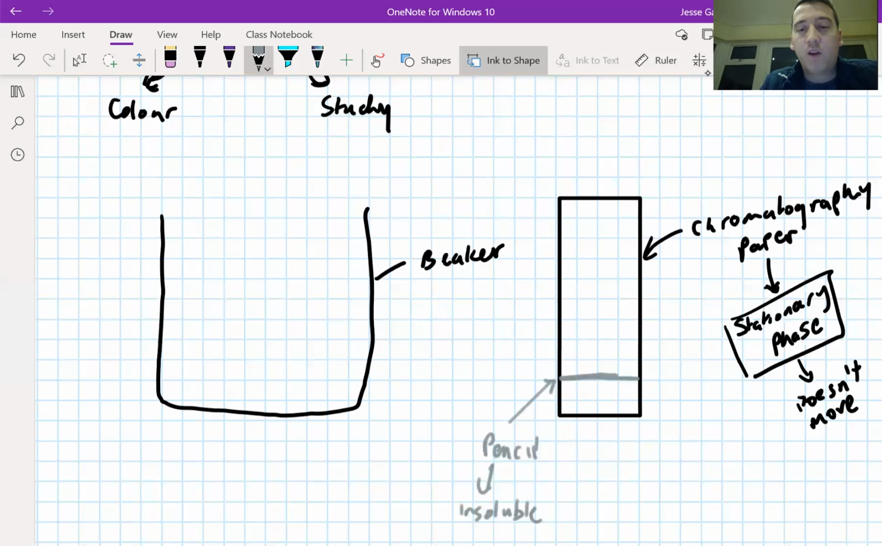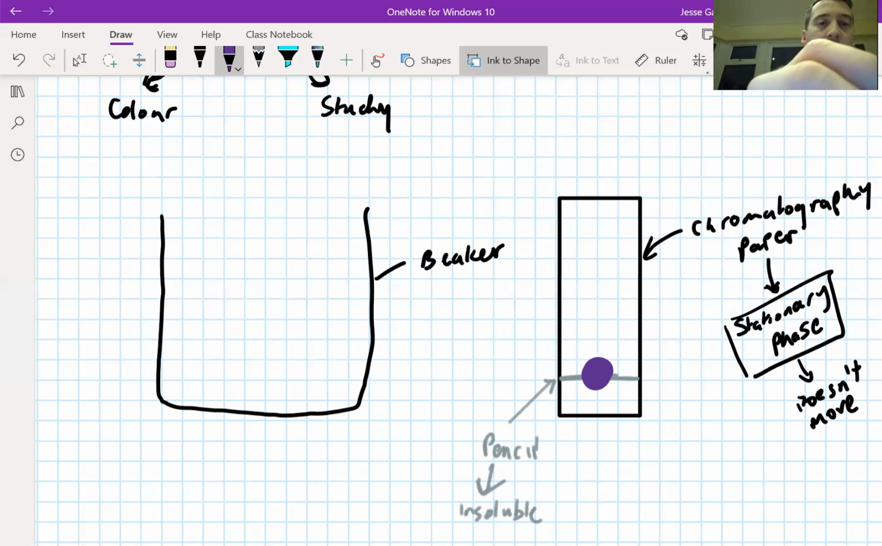So really important that we use pencil, because if we use a soluble substance like ink, then the ink will just wash off in the water, and that's not going to be any good to us. So we take our pencil and draw a line about 2 centimeters from the bottom of the chromatography paper. We would then put purple ink in a spot on the line on the chromatography paper.